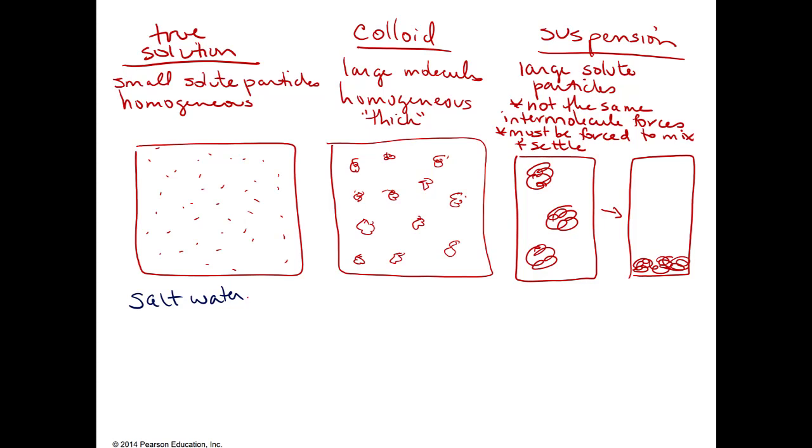But colloids, you're going to be able to tell because they're going to have a thicker consistency to them. They still stay homogeneous though. They still stay mixed. They still look uniform, but they don't settle out. And so this, proteins and egg whites. Suspensions though would be really large solutes that they don't have intermolecular attractions for the solvent. And so instead of staying mixed, they settle out.